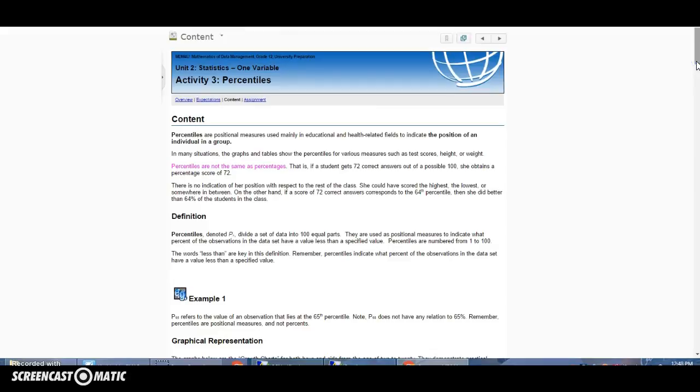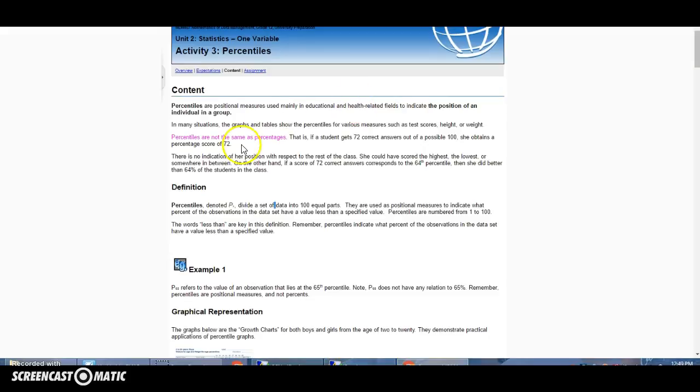U2A3 talking about percentiles. First, we'll introduce what percentiles and quartiles are and make sense of them, and then we'll calculate them, which is maybe a bit tricky. Percentiles are not the same as percentages. If a kid gets 72 out of 100, that's a percentage of 72. A percentile is more of a ranking.